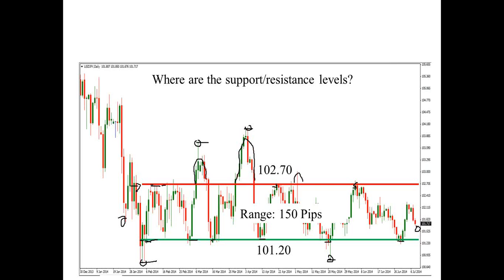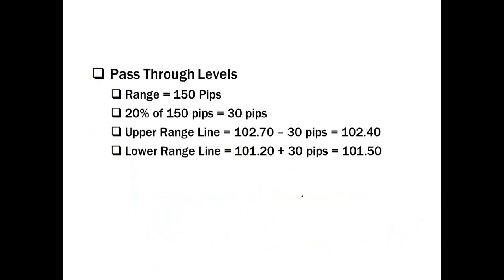We call that meat trading because you're not trying to get the very, very top. You're not trying to get the very, very bottom. What you're trying to do is just trade the meat in the middle of the movement. So identifying pass-through levels is actually very simple because you would look at the range as being 150 pips.